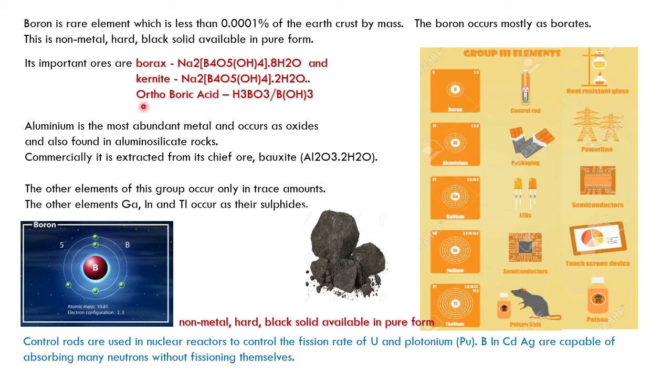After boron, aluminium is the most abundant metal in the earth's crust. Commercially it is extracted from the chief ore, bauxite, and the other elements of this group occur only in trace amounts. Gallium, indium and thallium we get in the form of sulfides.